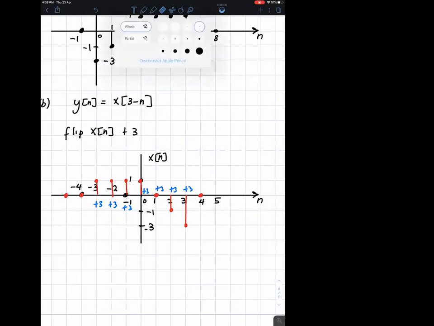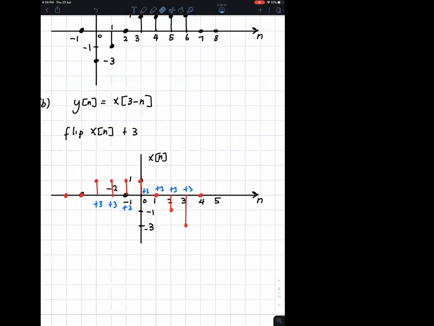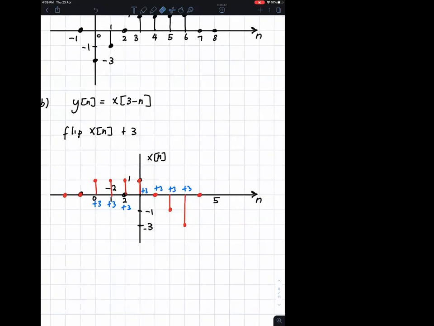Then you can make this 0, 0, color. 0, not 0 there, I mean 0 here. 0, 1, 2, 3, 4, 5, 6, 7.